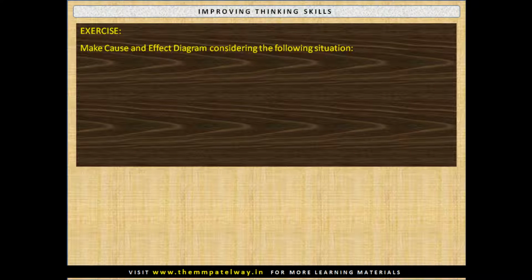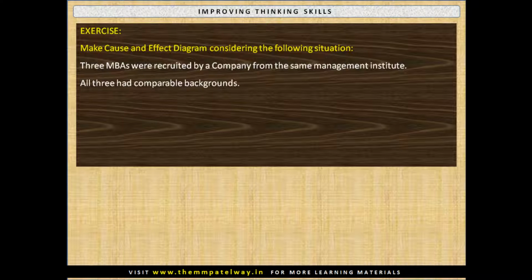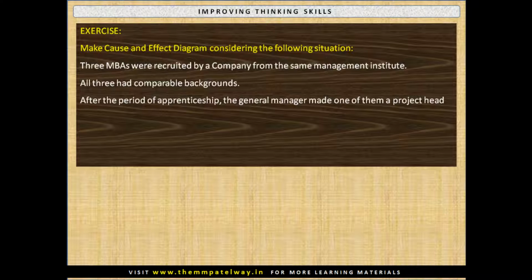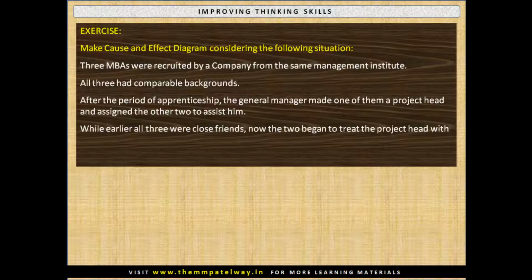Having understood the fundamental, let us have an exercise. Make cause and effect diagram considering the following situation. 3 MBAs were recruited by a company from the same management institute. All 3 had comparable backgrounds. After the period of apprenticeship, the general manager made one of them a project head and assigned the other 2 to assist him. While earlier all 3 were close friends, now the 2 began to treat the project head with a lot of formalities. Guess the causes of this situation.